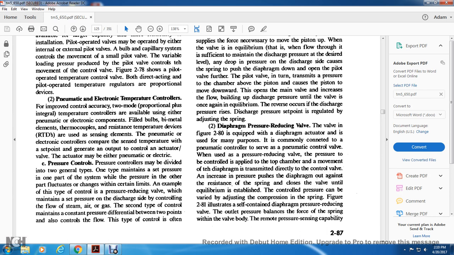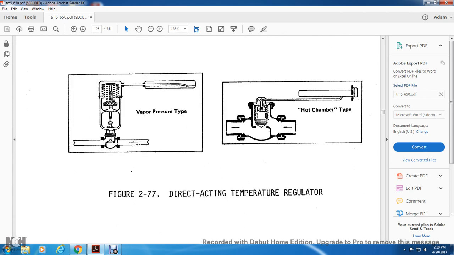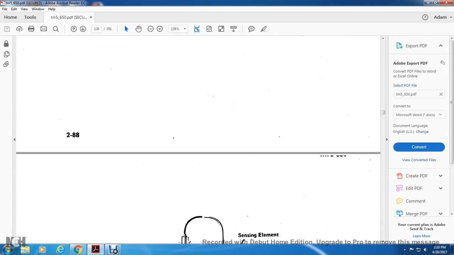Figure 281 illustrates the self-contained diaphragm pressure reducing valve. The outlet pressure balances the force of the spring within the valve, with remote pressure sensing capability. Figure 277, the direct acting temperature, vapor pressure type, hot chamber type.